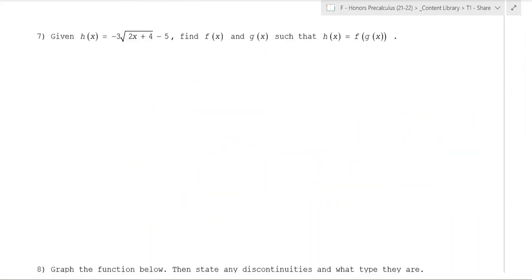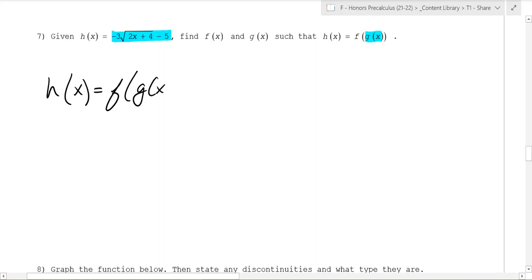Finding two functions that compose together to get a third usually leaves you with more than one possibility. So what you're looking for is a function f, so that when you plug in g for x, you end up with this whole thing. So one way to think about that is h of x is going to be f of g of x, meaning you're plugging g into f.